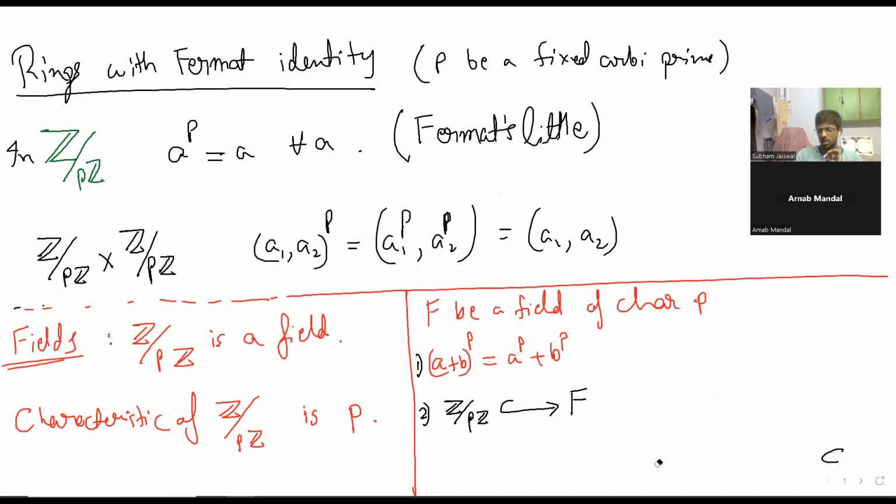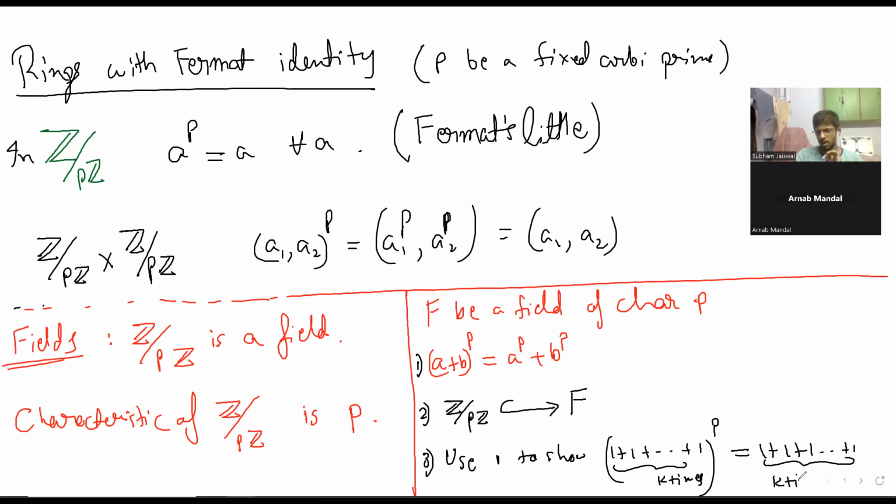Now I'm just saying to use number 1. Use number 1 to show that (1 plus 1 plus 1, k times) to the power p is equal to 1 plus 1 plus 1, k times. I'm asking you to prove it using 1. This is homework. It just requires some manipulation, maybe some induction or something. Okay, you can see that this is basically what we are talking about here.